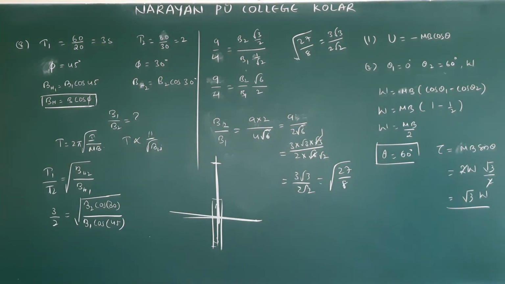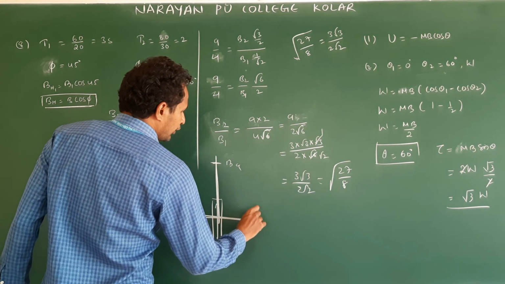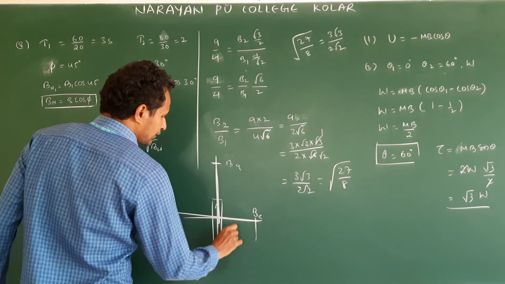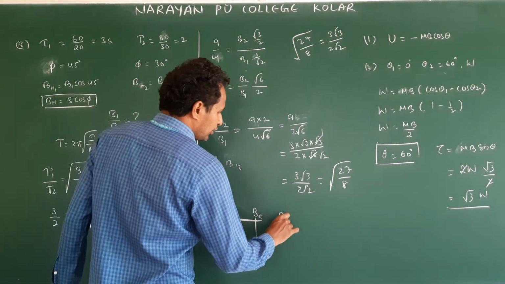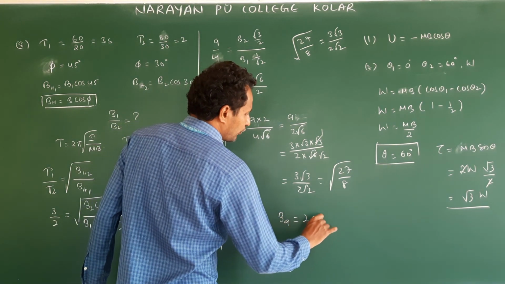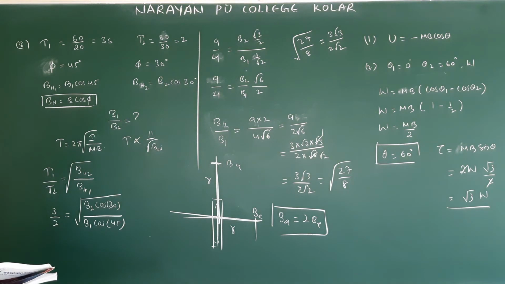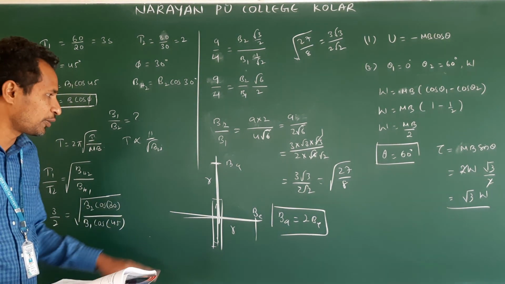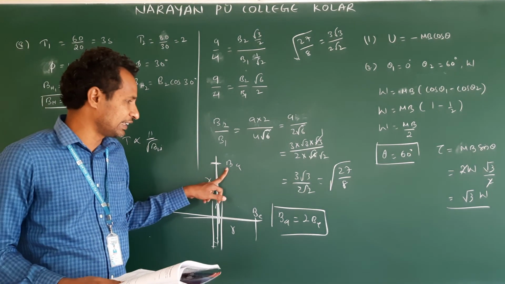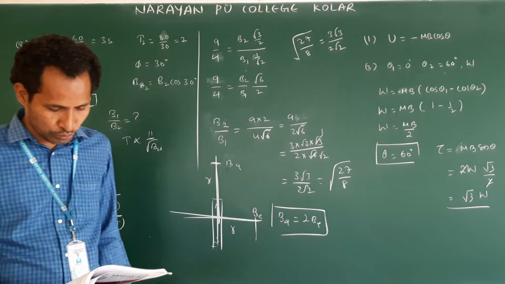The ratio they asked is BA and BE at the same distance. If the distance r from the center of the magnet is the same, what is the relation? BA is equal to 2 times BE. So BA by BE is equal to 2. What did they ask? End-on position to broad-on position, that is axial line to equatorial line, BA by BE. So the answer is 2.